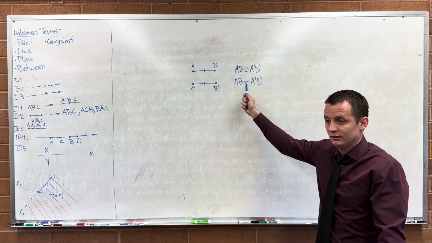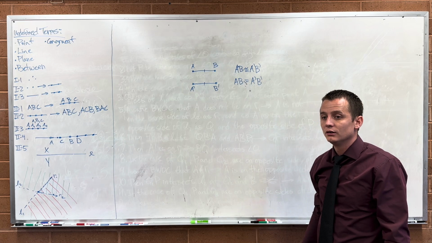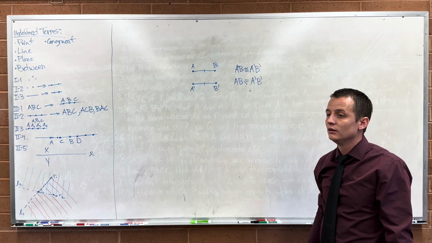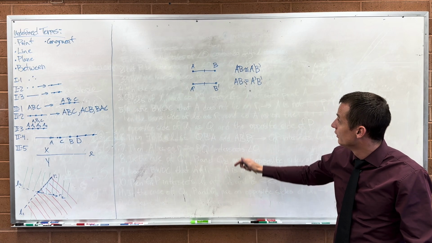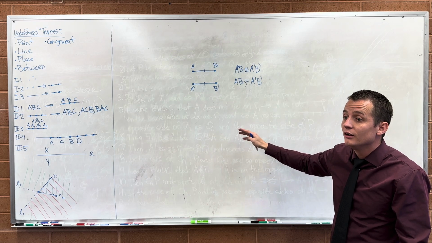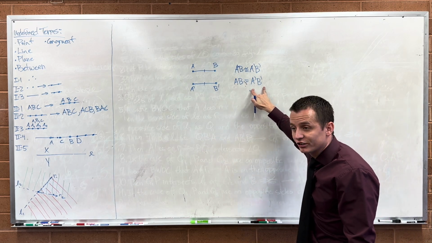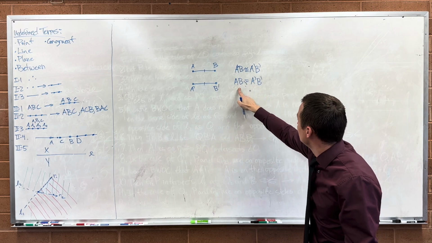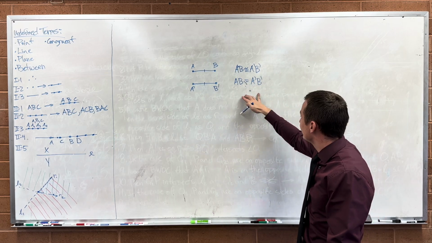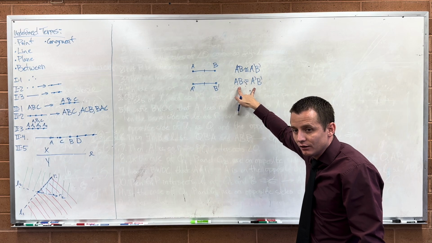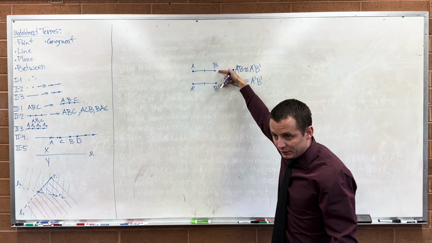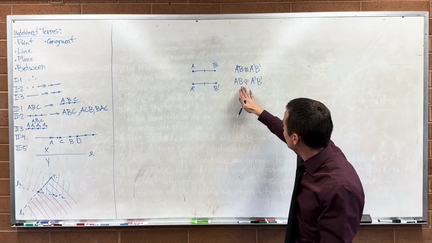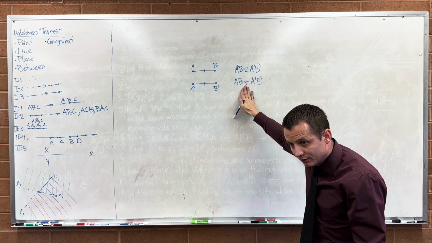What does this one say? Everything's identical. Everything. AB and AB is equal. Oh, it's the same line. Yeah, this is saying these are identical segments. It's saying A and A prime are the exact same point, and B and B prime are the exact same point, and these are the exact same segments. Are these the exact same segments? No. So it would be very bad for me to write this.